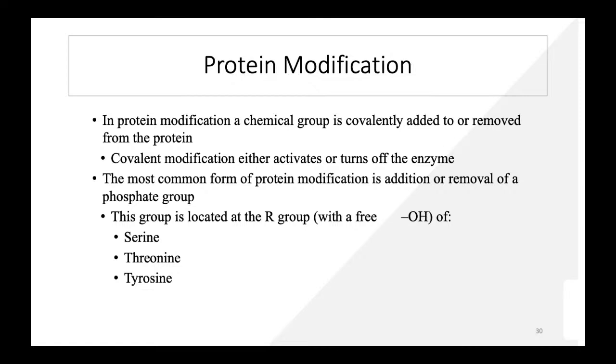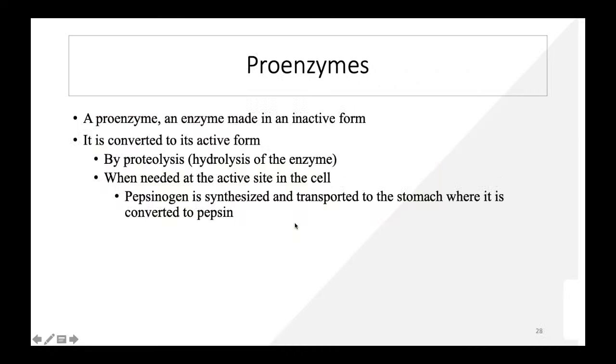So in a protein modification, a chemical group is commonly added or removed from the protein, and covalent modification either activates or turns off the enzyme. The most common form of protein modification is addition or removal of a phosphate group, and this group is located at the R group here.